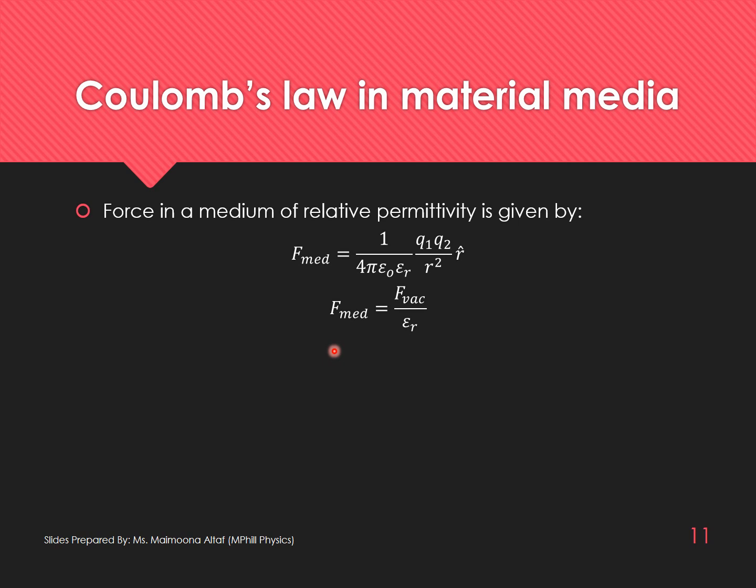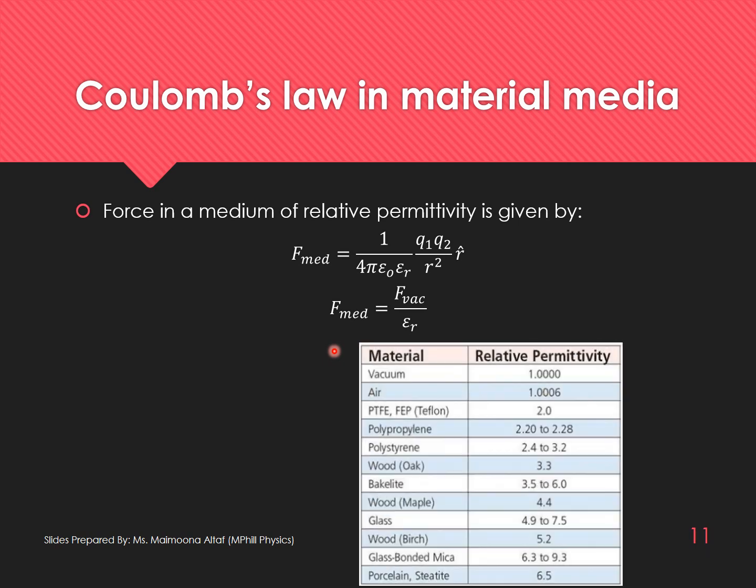And some relative permittivities of materials are given below in this table. You can see that the least relative permittivity is of the vacuum, then of air, and for the rest of the materials the relative permittivity is greater than 1.